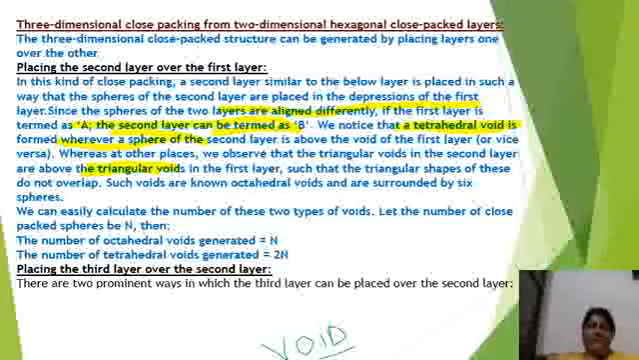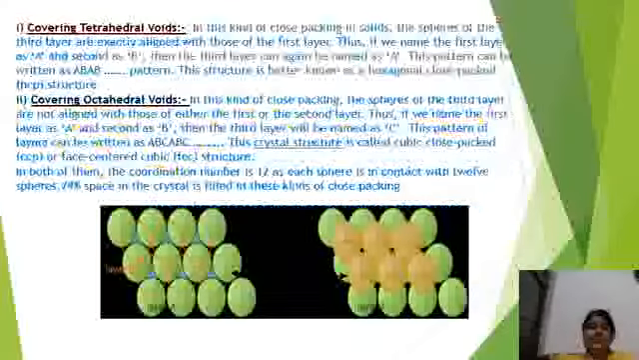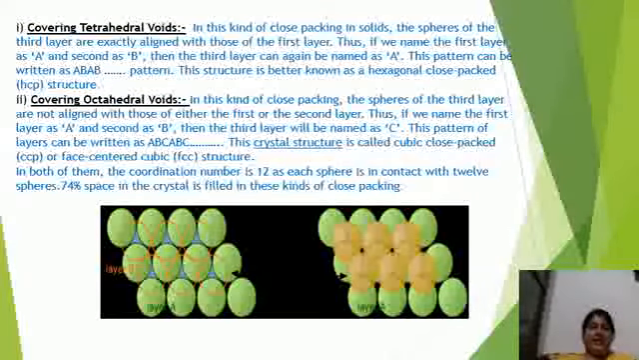Suppose two types of void are there, octahedral and tetrahedral. ठीक है? Octa means 8, tetra means 4. So they are just double in numbers. So if the octahedral voids are n, so definitely tetrahedral voids will be 2n. See, इसमें two types आते हैं, tetrahedral and octahedral. अभी मैंने बोला, if the octahedral voids are n, then the tetrahedral will be double in number, that is 2n.